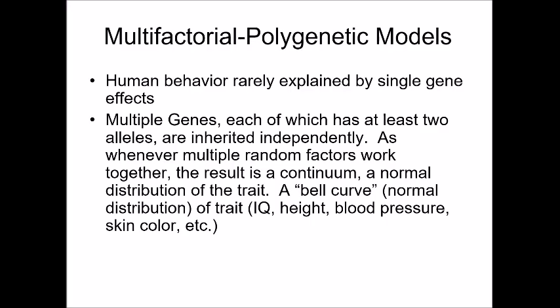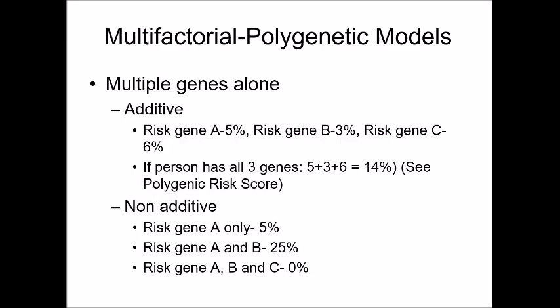Human behavior is virtually never explained by a single gene. We have multiple genes working together to create the classic bell curve. And when multiple genes act in an additive fashion, it's very simple. So if there are three risk genes that increase your risk for the disease by 5, 3, or 6%, if you're unlucky enough to get all three, your risk is now 14%. And this is part of calculating a polygenic risk score that we'll talk about in a moment.